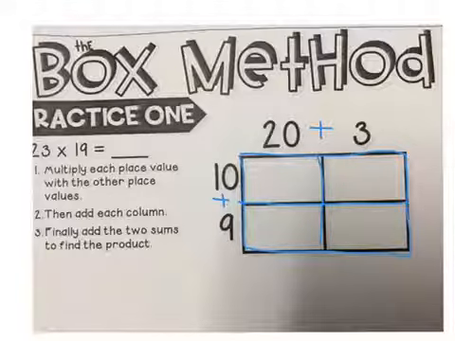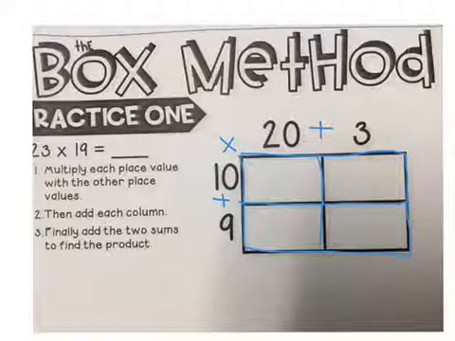So now, based on what you already know about box method, if you look at the notes, multiply each place value with the other place values. Just like before, now we're going to multiply. This is why the zeros trick was so important. It's going to help us find our products in the box. So let's go ahead and let's start with the big one. Let's start with 20 times 10.